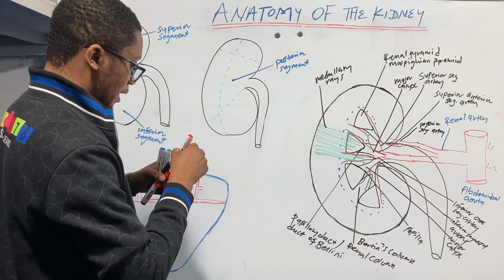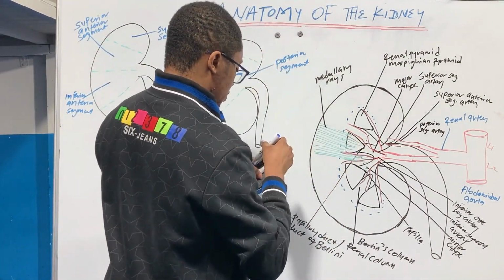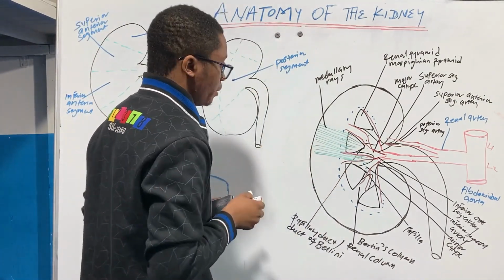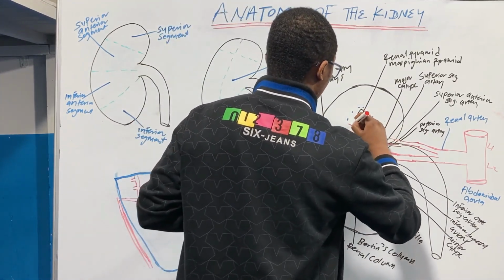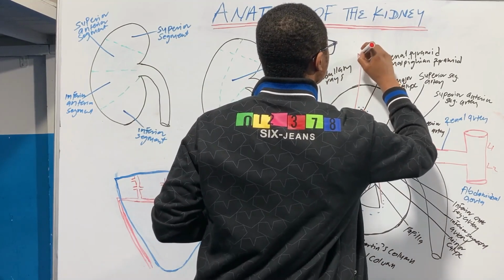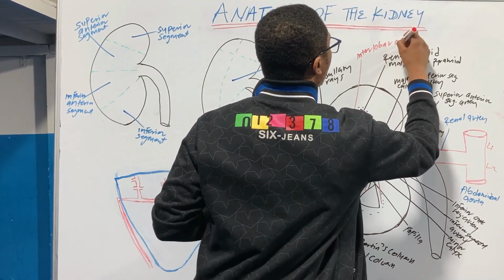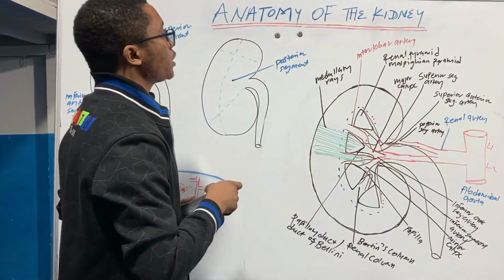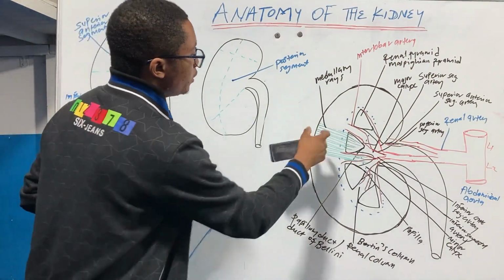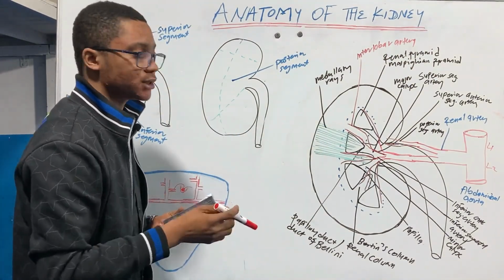So let me quickly label that as the interlobar artery. Since it's an artery, let me use the red pen for labeling. So these are the interlobar arteries.